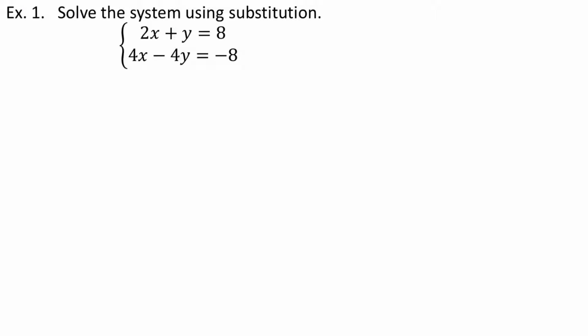Okay, so now we're going to solve this first system using the substitution method. The substitution method means that you want to take one of the equations and write it in terms of a variable without a coefficient in front. So the easiest thing I can see to do here is to say y is equal to negative 2x plus 8. All right, so then I have an expression, negative 2x plus 8. Then I would go ahead and substitute into my second equation here wherever I have a y.